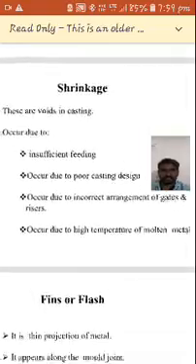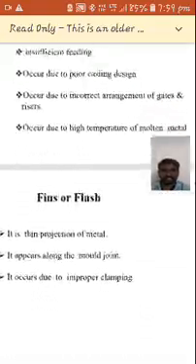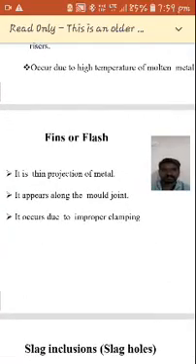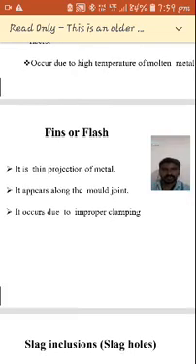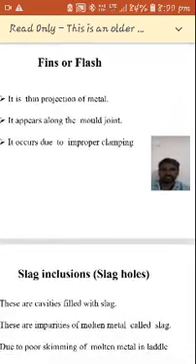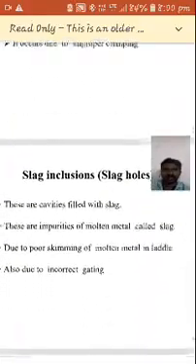So that is shrinkage. And the next one is fins or flash. Here we have fins as well as flash. It is a thin projection of metal. It appears along the mold joint. It occurs due to improper clamping. So that is about fins or flash.